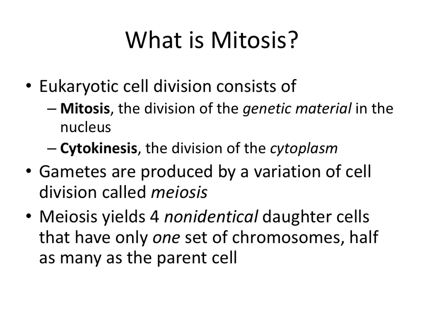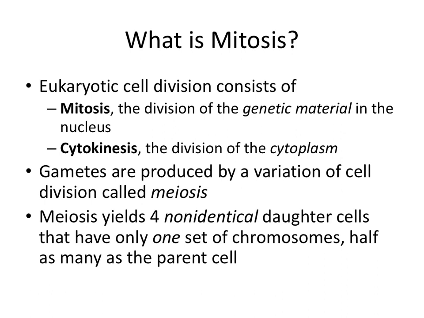So eukaryotic cell division consists of mitosis and cytokinesis. Mitosis technically is the division of the genetic material, so that means it's where the DNA is actually splitting. And then cytokinesis is where the cytoplasm is actually going to split and the cell pinches off into two.